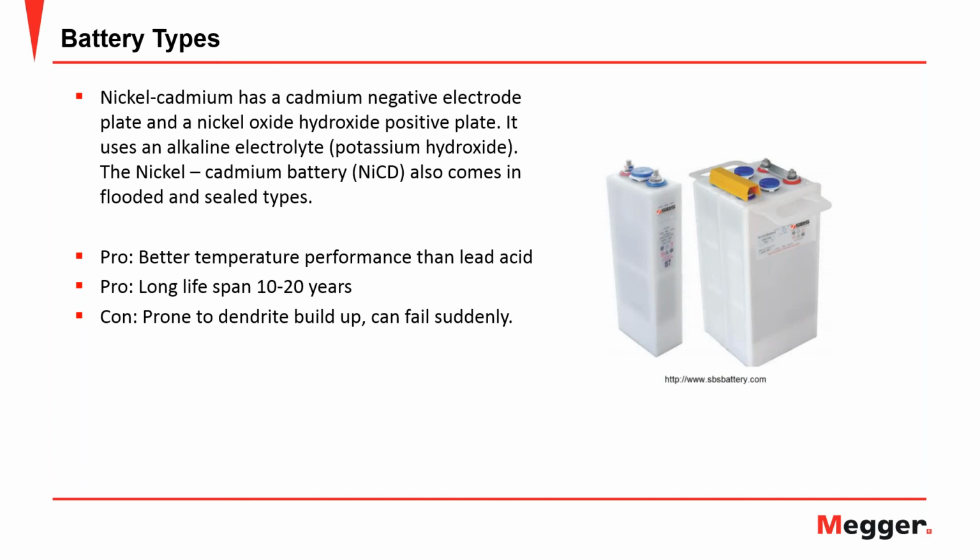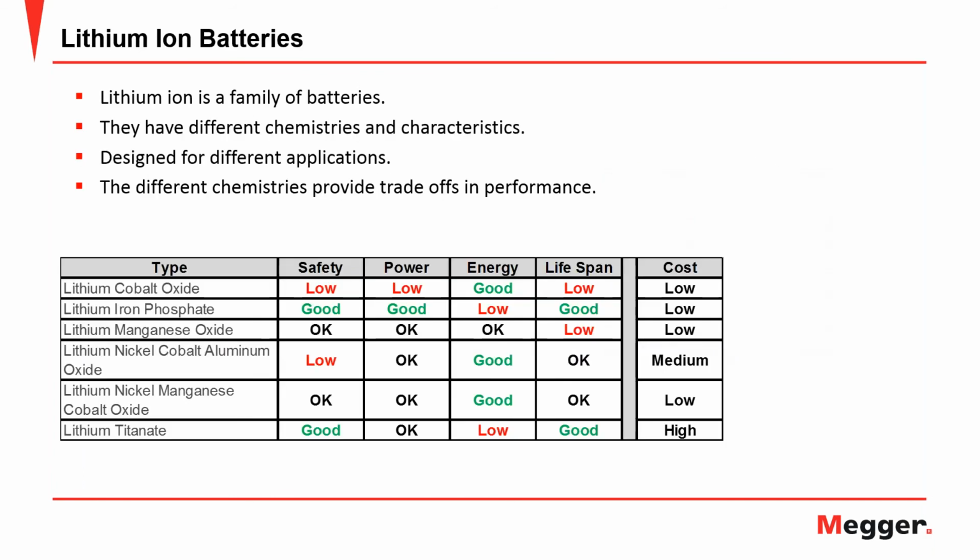Lithium-ion batteries. Lithium-ion is actually a family of batteries. There are tremendously different types of chemistries out there, and here we're seeing just some of them. They are designed for different applications. So when you're going to use these, you really want to look at the chemistry that's going to best suit your application. Now let's get into those applications.